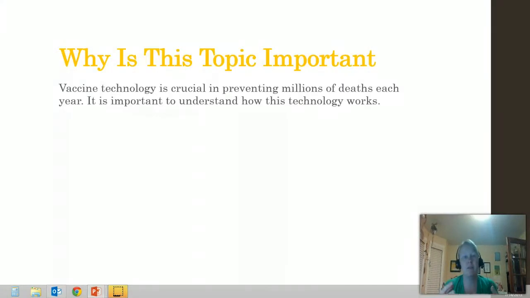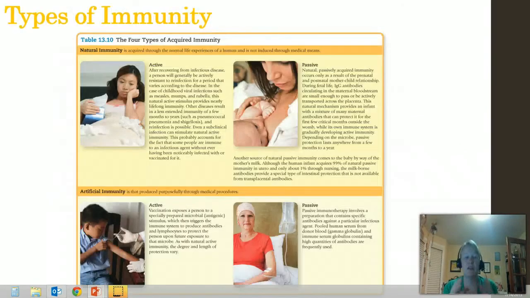So why is this topic important? This topic is really important because vaccine technology is crucial to preventing millions of deaths each year. And so we really need to understand how this technology works and why it is so important. So let's start off with types of immunity.